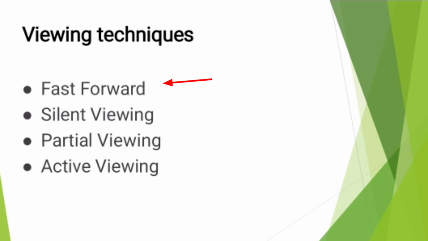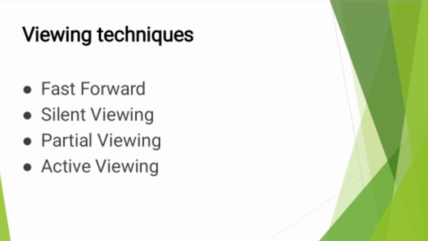First one is fast forward. So in fast forward, teacher can present videos to students by playing them for a few seconds and then advancing them. These activities must be repeated until the end of the video. Then the teacher asks students to share what information they got from the video, and in this case, students can guess what people are talking about.